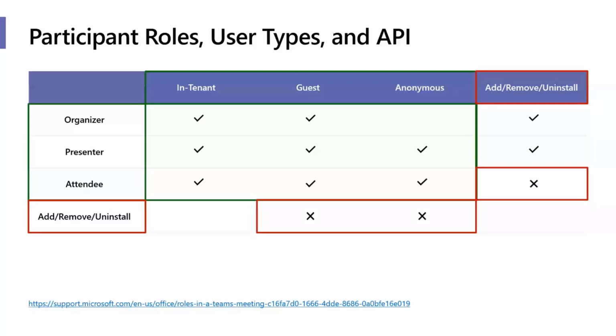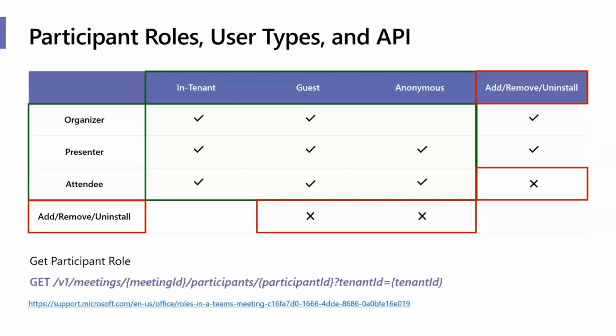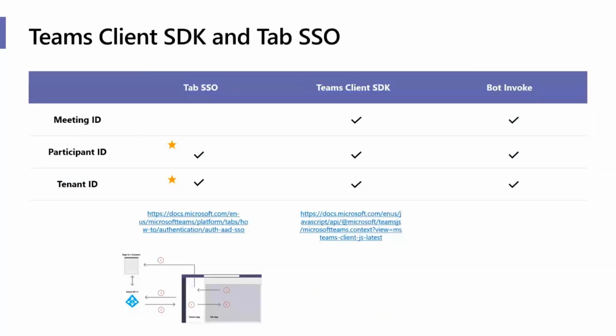As part of the whole meeting lifecycle and as part of meetings extensibility, we've created an API called Get Participant API. And this API gives you the participant role. So if you provide us with the participant ID, meeting ID, and tenant ID, we'll be able to provide you the role of that user. And that's a very powerful API so that you can create experiences based on roles. And when I give you a closing example, I'll tell you how some of the developers have been thinking about it. To retrieve the information, meeting ID, participant ID, and tenant ID, there are a few ways to do this. The first is Tab SSO. The next is the Teams client SDK. And the third way to get this is through bot invoke. When I say bot invoke, message extensions are also using bots as the underlying infrastructure. So it applies to both message extensions and bots.